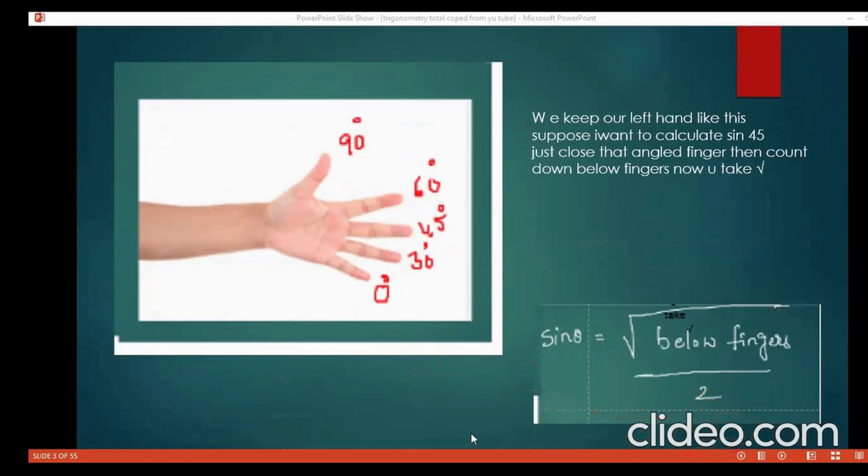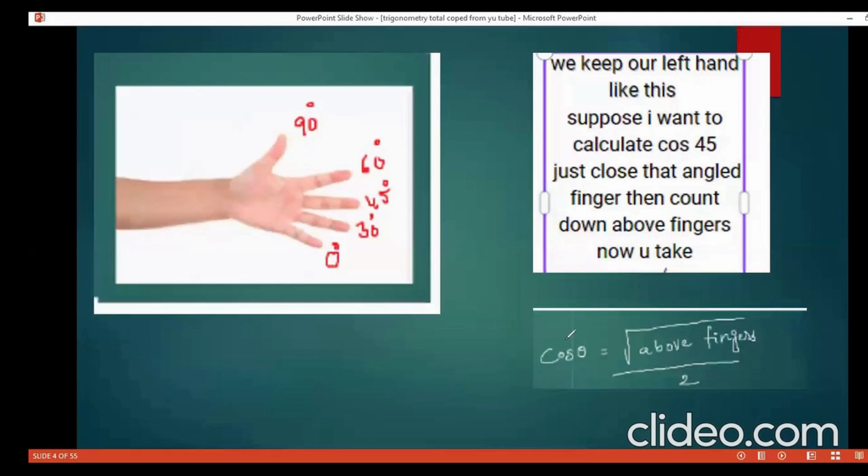And in the same way, we can also calculate sec theta. How do we calculate it? Let us look at this. You can observe here, we know cos theta and sec theta are reciprocals, right? Both are reciprocals. So cos theta is equal to 1 by sec theta, or sec theta is equal to 1 by cos theta, right? Now here, cos theta is equal to square root of above fingers by 2. Sec theta is equal to, you just reverse this fraction, okay? 2 upon square root of above fingers, right?